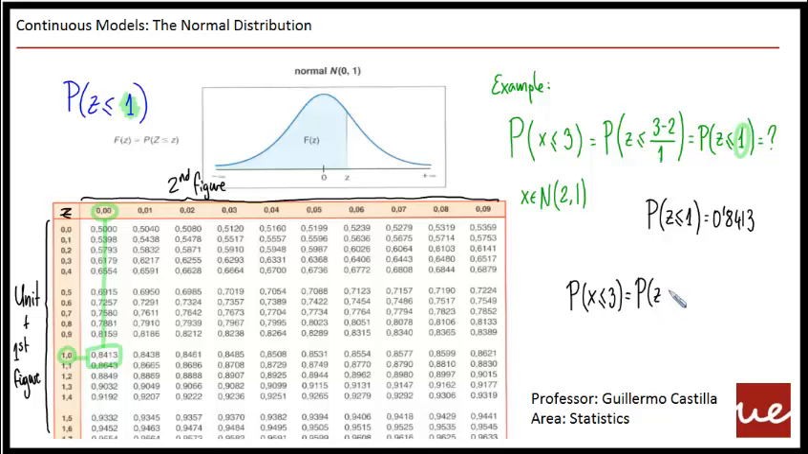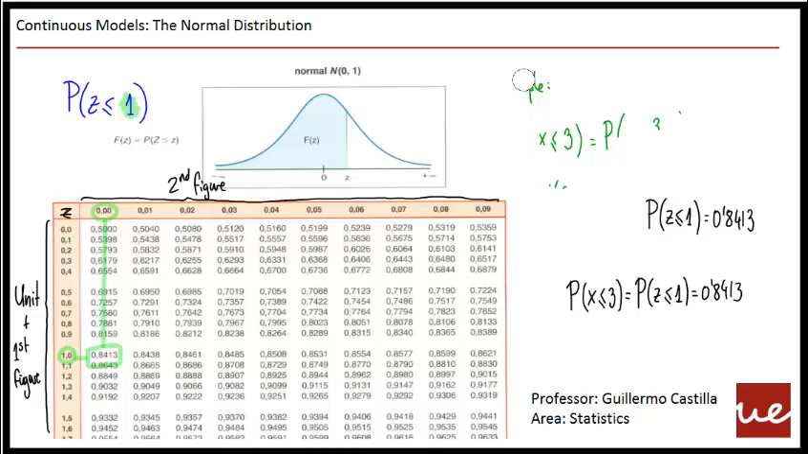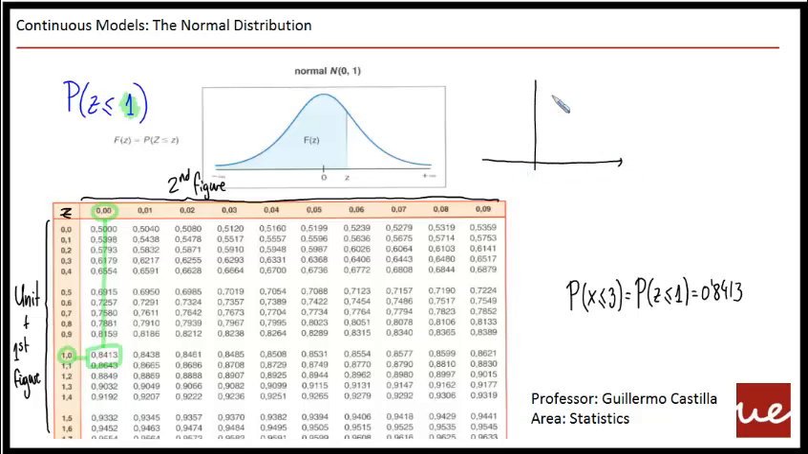What we've done is, we were being asked the probability of X being smaller or equal than 3 in a normal 2-1, so we passed it to a normal 0-1, where the answer is the probability of Z being smaller or equal than 1, and we calculated that and got 0.8413. So let's see it in the table here.